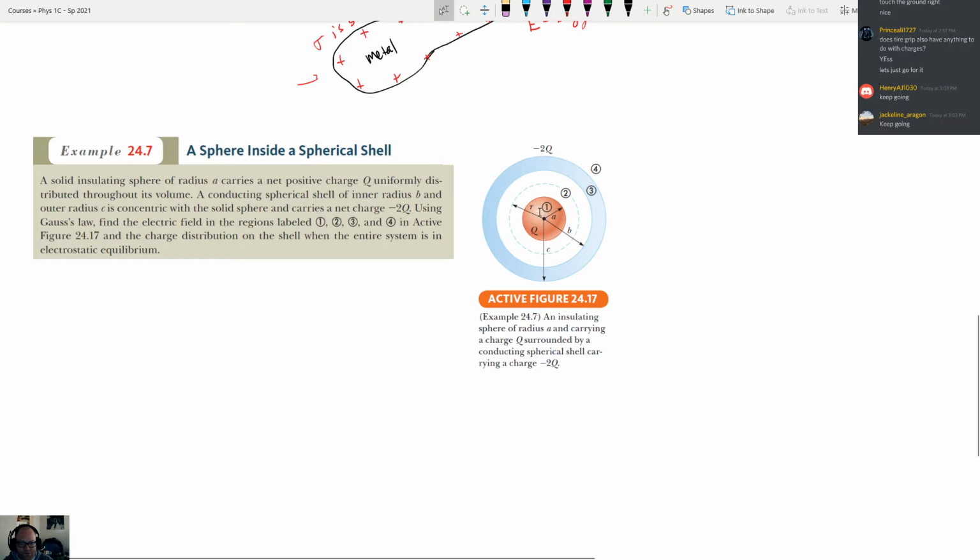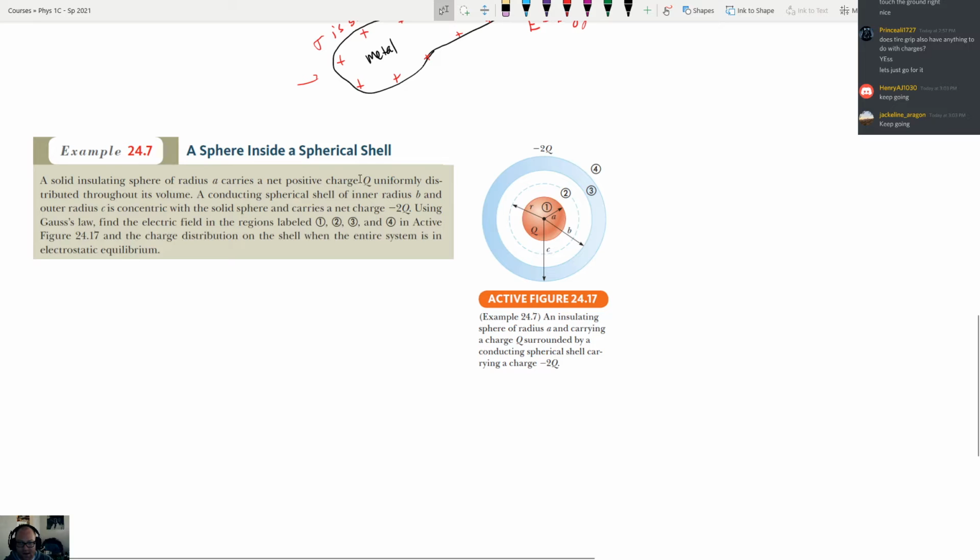So this is the insulator, the red one, and the charge on that one is distributed uniformly throughout. Okay, not on the surface now, because it's an insulator. If it was a conductor, that wouldn't be possible. But because it's an insulator, it is possible to have the charges just smeared throughout the entire thing.